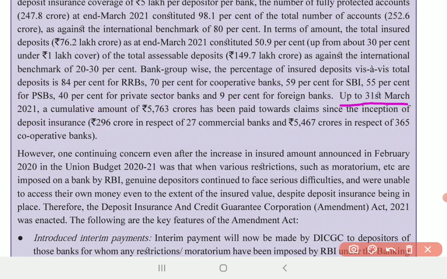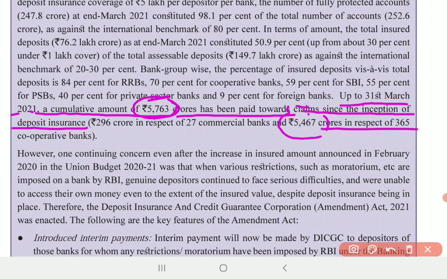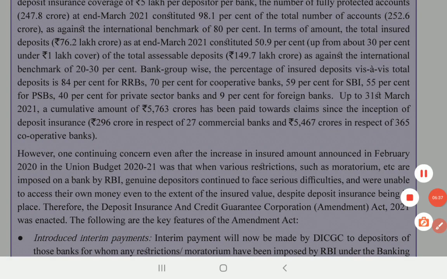Up to March 2021, a cumulative amount of 5,763 crores has been paid towards claims since the inception of deposit insurance. Out of this, 5,467 crores were in respect of 365 cooperative banks, and only 296 crores in respect of 27 commercial banks.